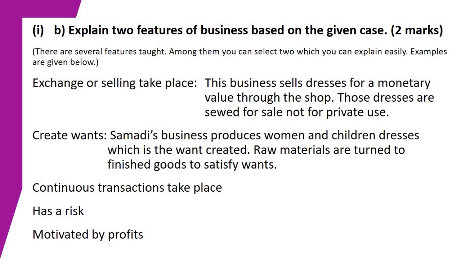Then the next point I have explained is creating wants. Now you know needs are the essential things for survival, and wants are different ways of satisfying that need. Here the want provided by Samadhi's business is dresses. So that is explained: Samadhi's business produces women and children dresses, which is the want created. Raw materials are turned into finished goods to satisfy wants. So here also the marks are given as 1 mark for the points and 1 mark for the explanations.